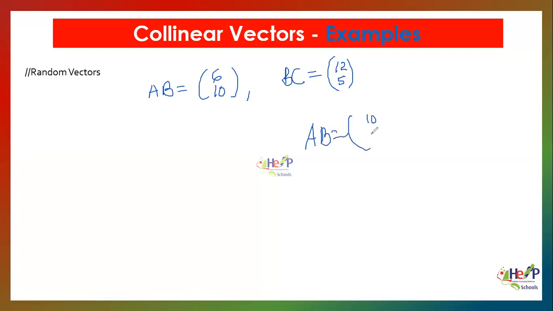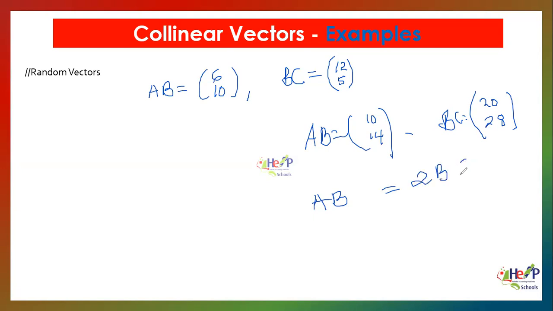You may have 10 and maybe 14. And then we have the other one as BC, which could be maybe 20 and 28. When you multiply 14 by 2, that is 28, such that AB can be the same as 2 BC, something like that. Because when you put this, there is this 2, which is multiplying 10 to give you 20. And there is this 2 that is multiplying 14 to give you 28.